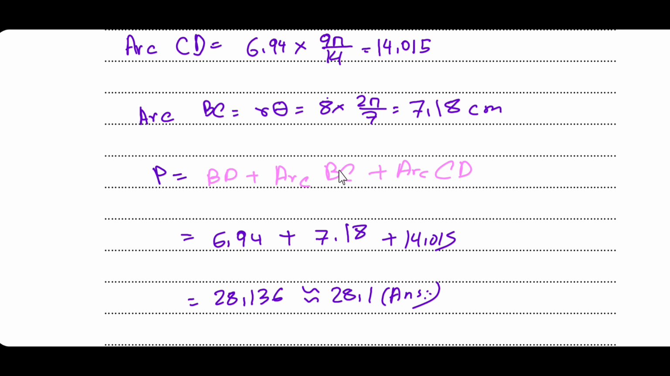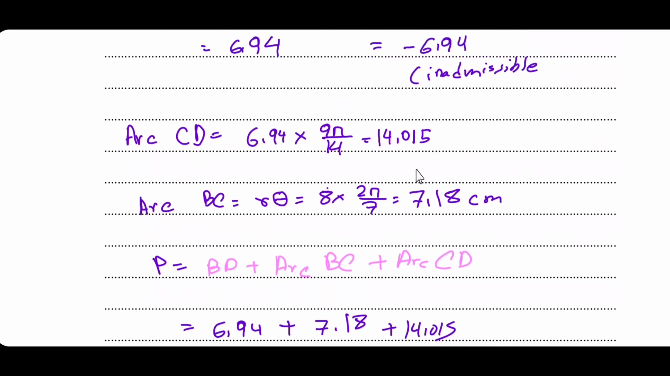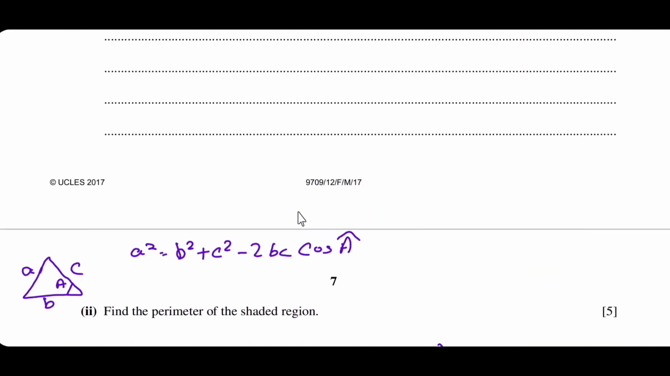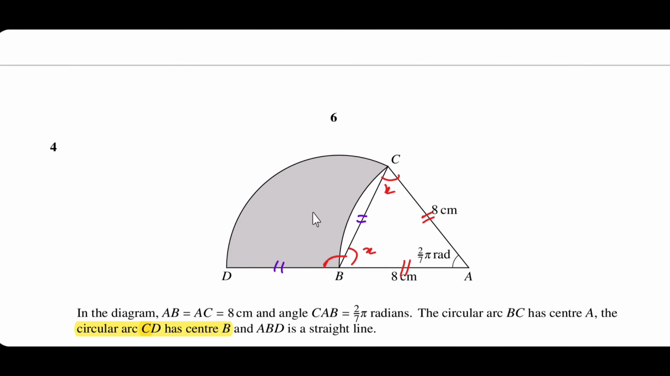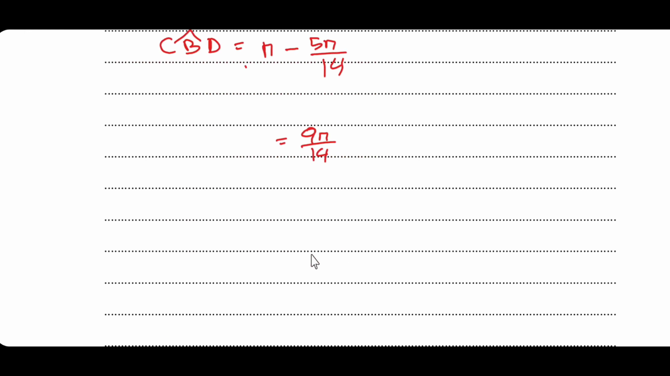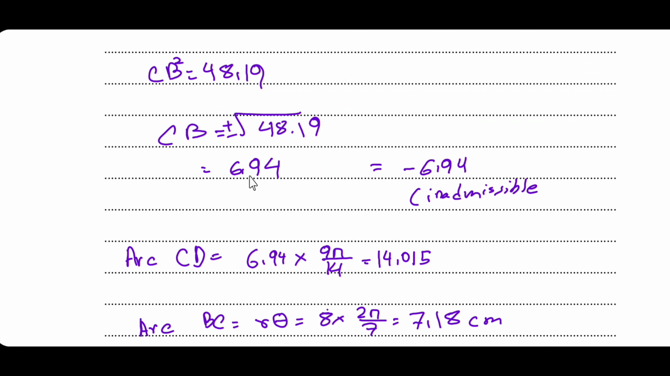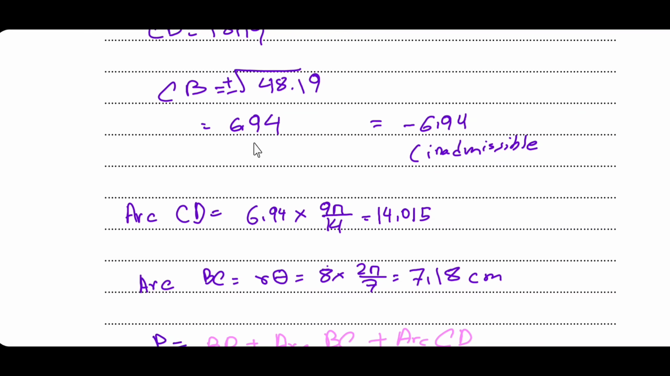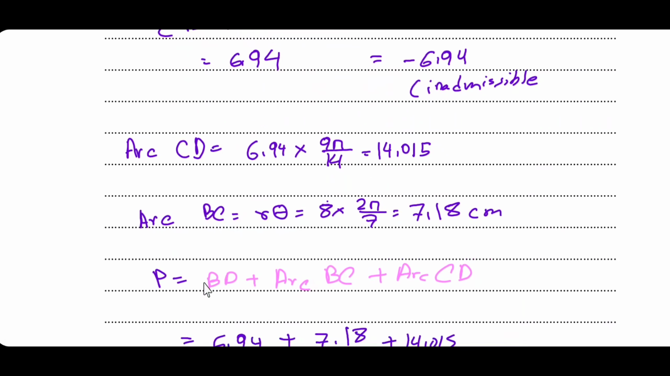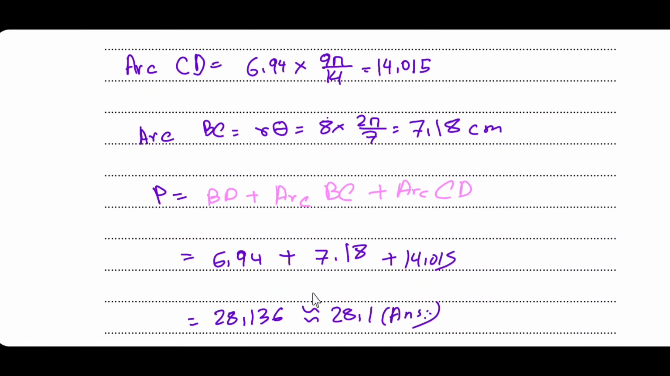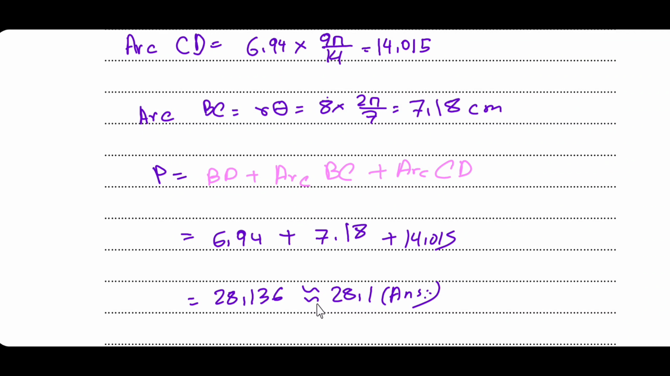So we know these two arc lengths, and we know the length of BD. Since BD is the radius, the length of BD is the same as the length of BC. The length of CB comes to be 6.94, so the length of BD is also 6.94. After solving, we get a perimeter that is 28.1.